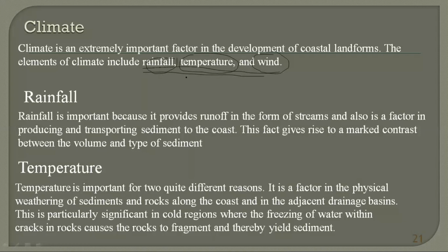Rainfall is very important because it provides the runoff in the form of streams, and also is a factor for producing and transporting sediments to the coast. If there is more rainfall, this is the coastal area, and there is more rainfall from storms or some seasonal rains, it means there will be more water, and that water rushes to the coast. Like when floods come, most of the water takes sediments to the coast. It is a significant factor in terms of volume of sediments.